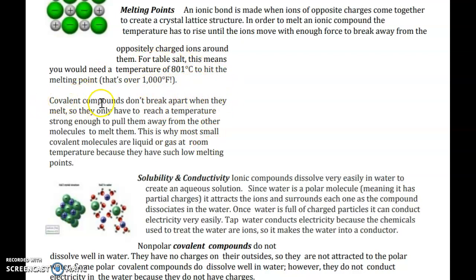For covalent compounds, they don't break apart when they melt, so they only have to reach a temperature strong enough to pull them away from the other molecules to melt them. This is why most small covalent molecules are a liquid or gas at room temperature, because they have such a low melting point. Think of oils as an example of a liquid at room temperature that you can find in your home.